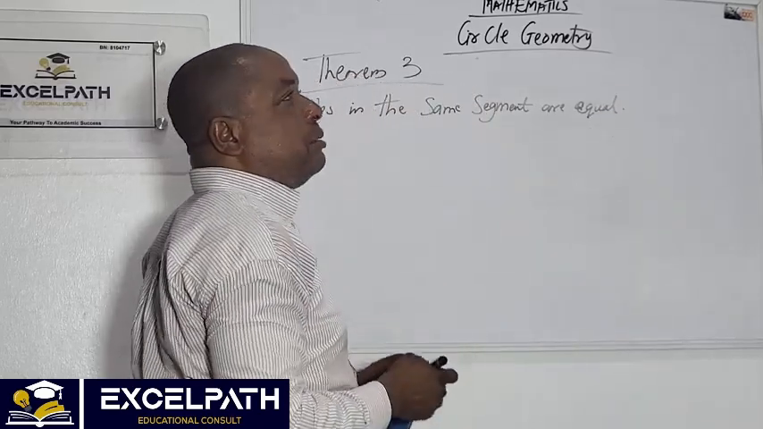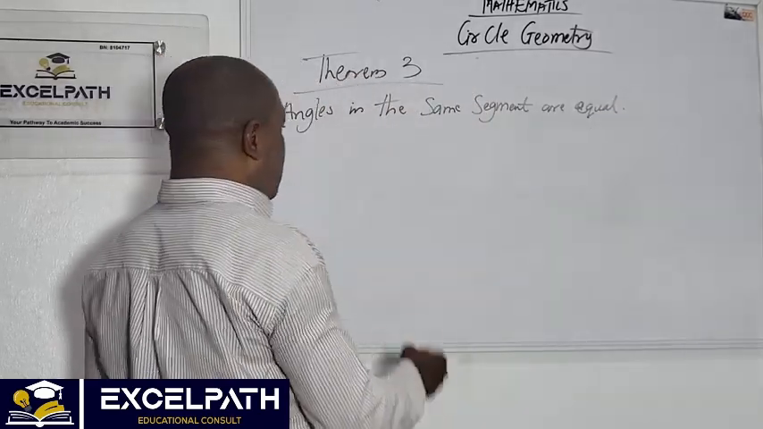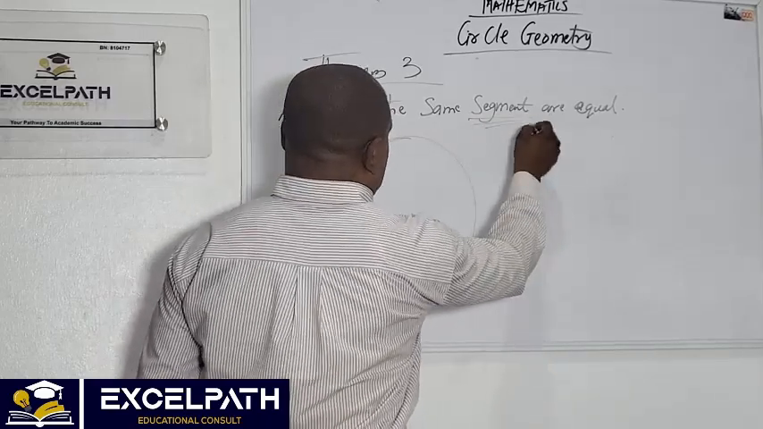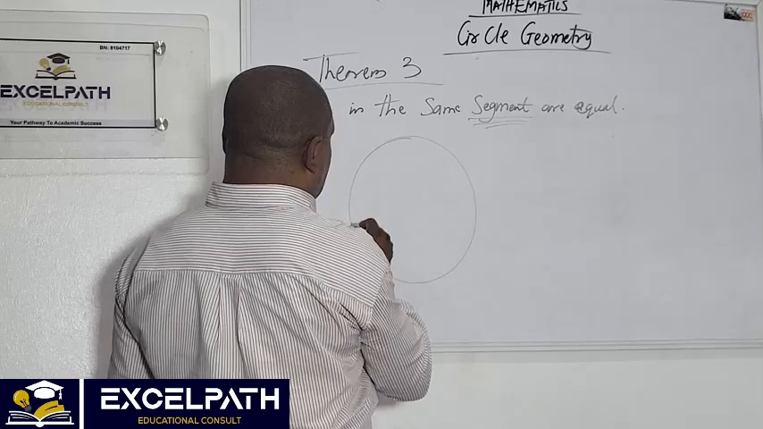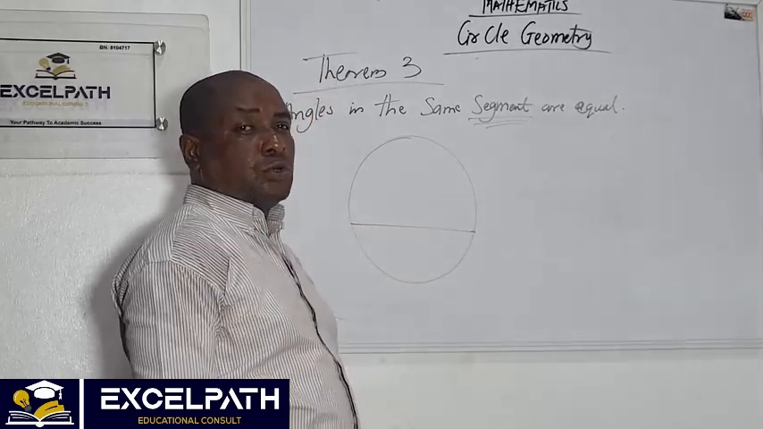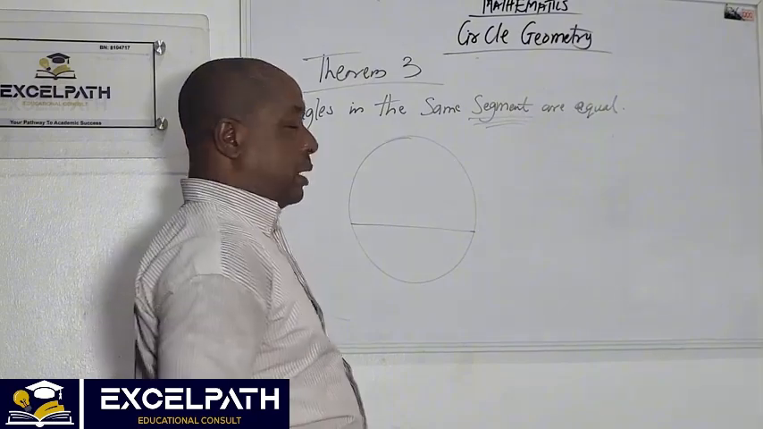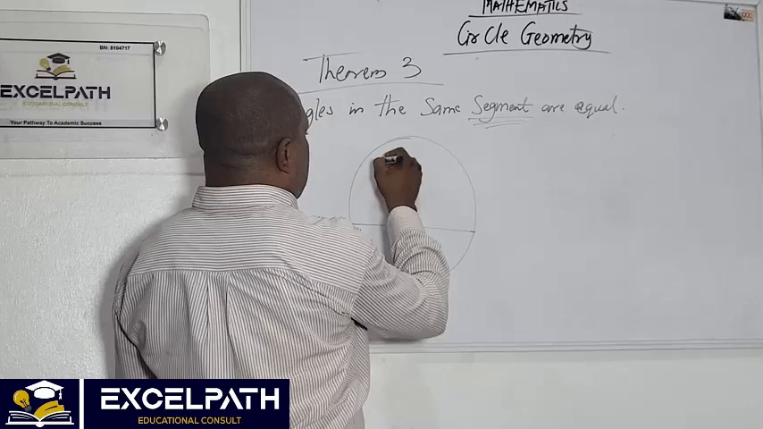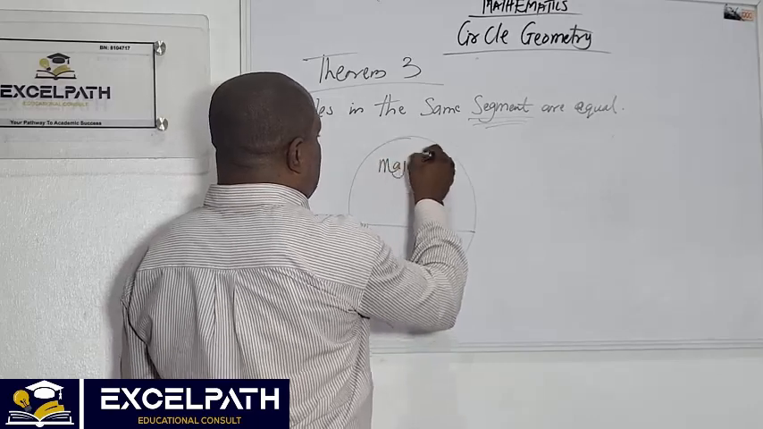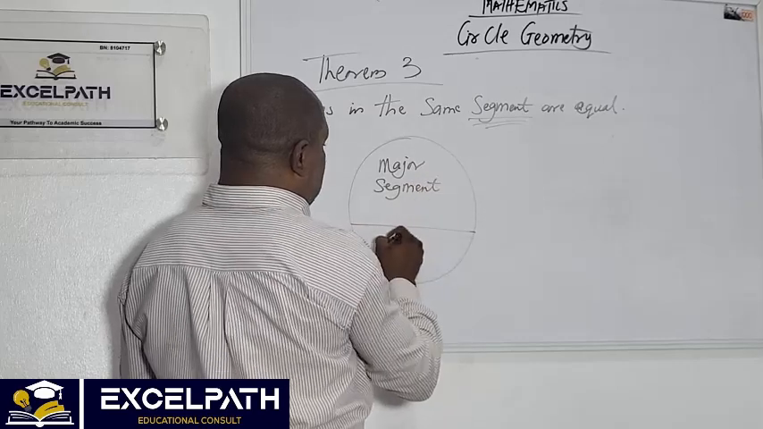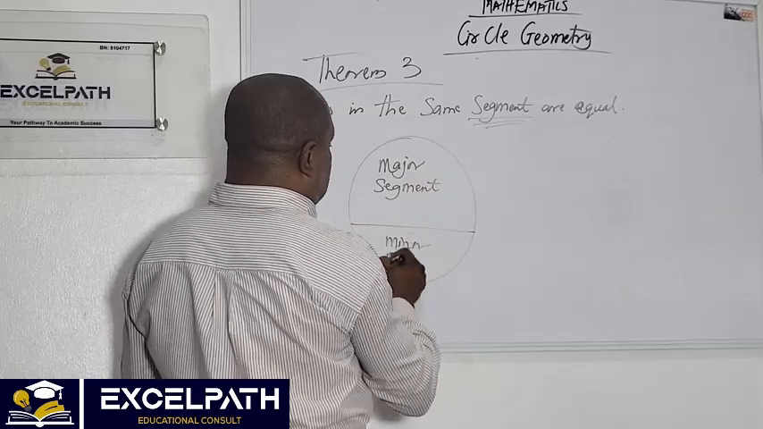What do we mean by segments? Let me show you. What is a segment? This word. Now look at this. A chord. This chord has divided this circle into two unequal parts. This major part, this big part, is called the major segment. And this is the minor segment.